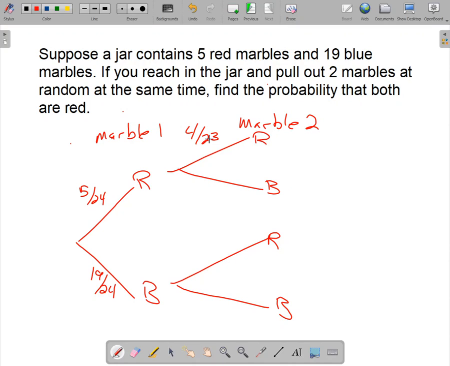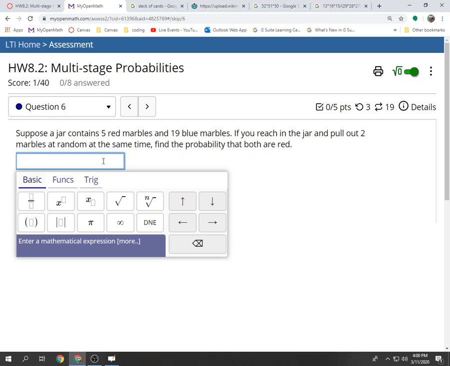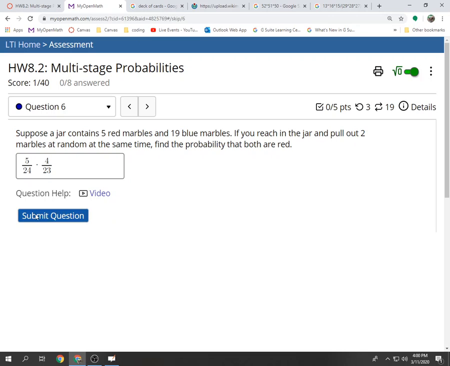That's the only branch that has both red. So I don't have to fill out the other branches, but I could. That simplifies a little bit. Does this want a fraction, decimal, or either? It says enter anything you want. So I could type 5 out of 24 times 4 out of 23. Or I could type a decimal.